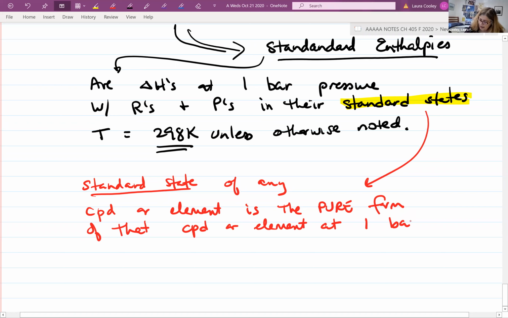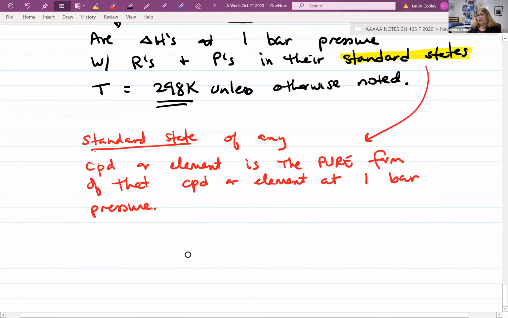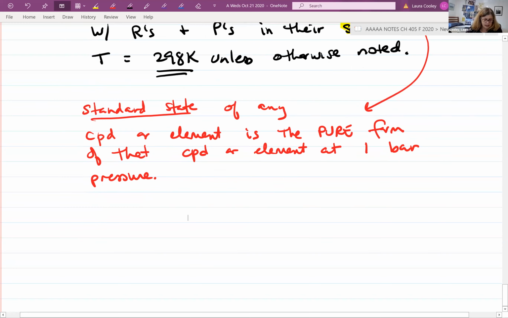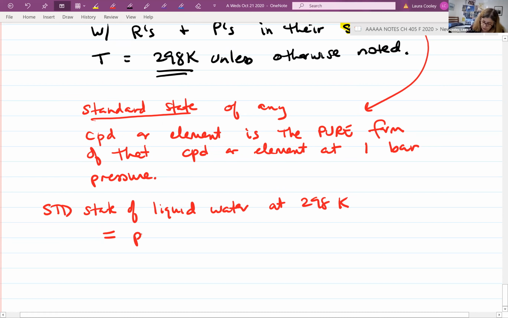At 1 bar pressure, period. So it just means that when we're talking about reactions, we're talking about pure water. For example, the standard state of liquid water at 298 Kelvin is pure liquid water at 298 Kelvin and 1 bar.